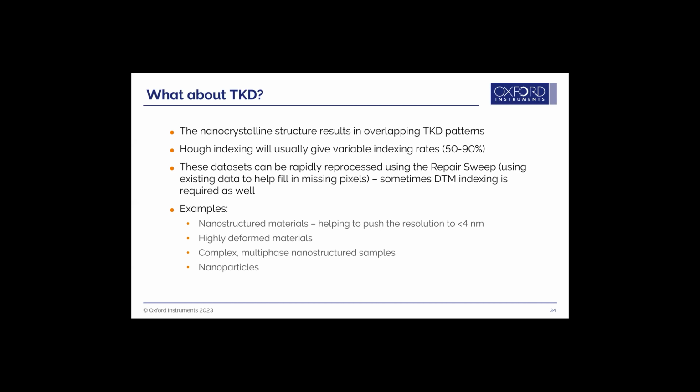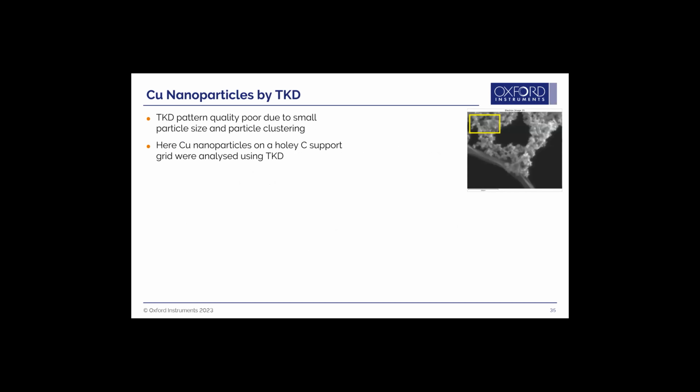But this is the case where, what if you just don't get good enough patterns? It's something difficult to work with, something very nanostructured, where it's tough to build the lamella to an effective thickness, to capture single grains through the lamella rather than potentially multiple grains. Highly deformed materials would qualify, but nanoparticles work well here. The first example I have is copper nanoparticles by TKD.